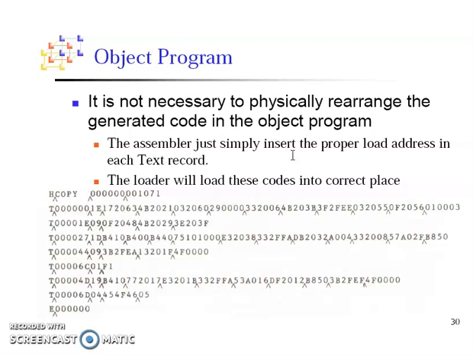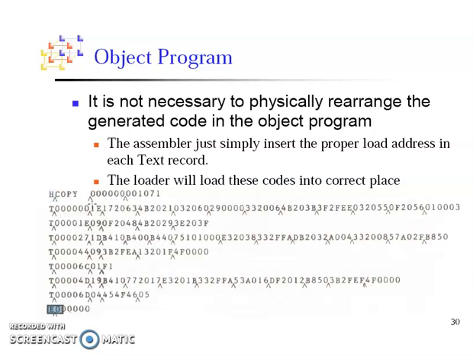It is not necessary to physically rearrange the generated code in the object program. The assembler just inserts the proper load address in each text record. The loader will load these codes into the correct place. So instead of treating the whole program as a single block, since separate blocks are there, the information will be stored separately. Here also you will have a header record, text record and end record.